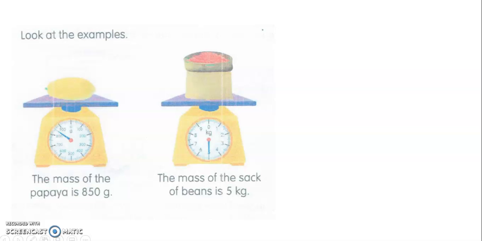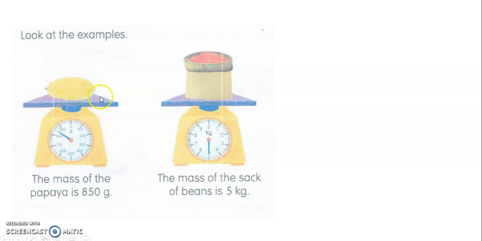First of all, look at these examples. We have here two scales. The first one has the papaya on it. The second one has the sack of beans on it. So the mass of the papaya is 850 grams and the mass of the sack of beans is 5 kilograms.